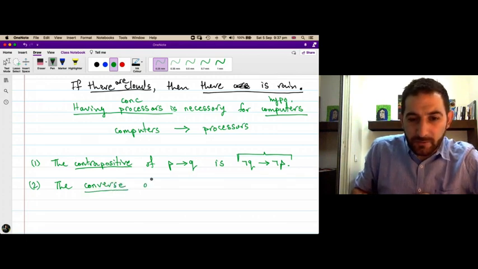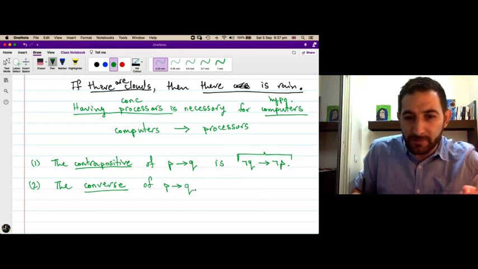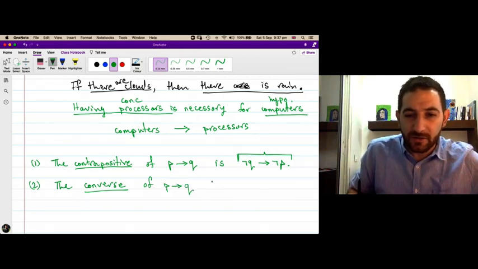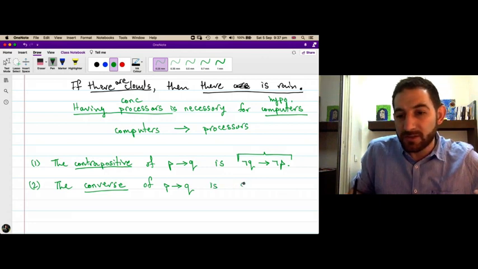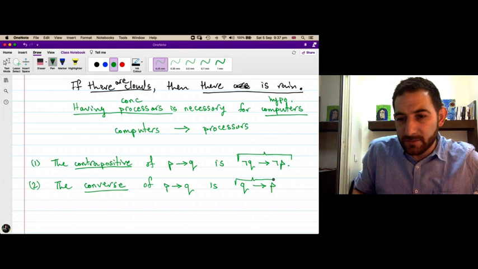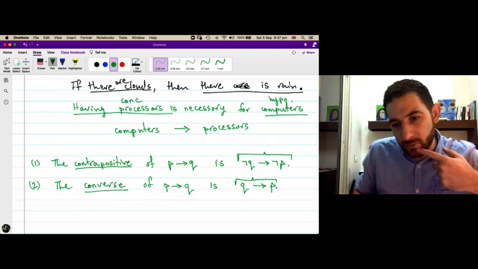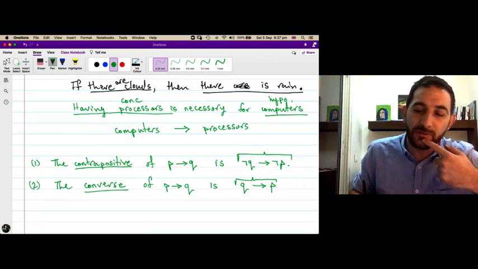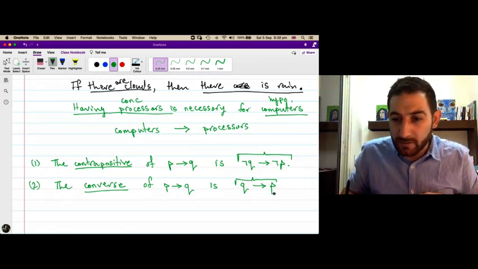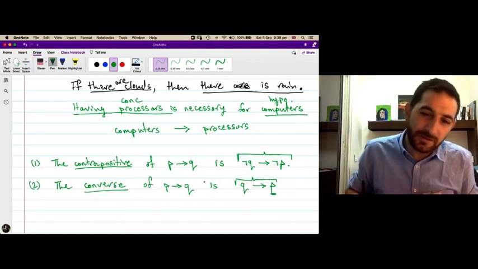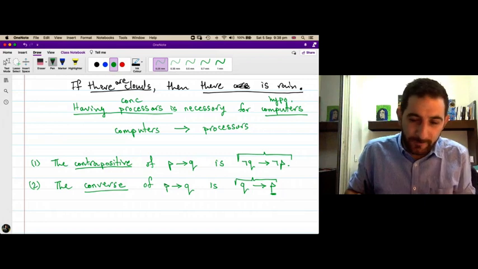The converse of P implies Q. Suppose you are given a conditional statement P implies Q, and I ask you what is the converse. The converse is Q implies P. So this is a new conditional statement whose hypothesis is the conclusion of the original one and whose conclusion is the hypothesis of the original. See here, its conclusion is P, but P is the hypothesis of the original.